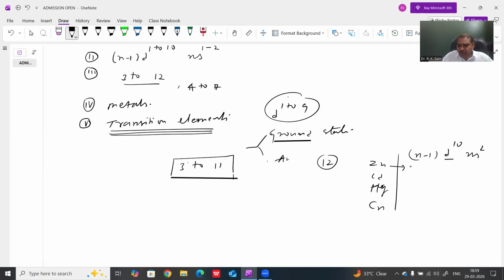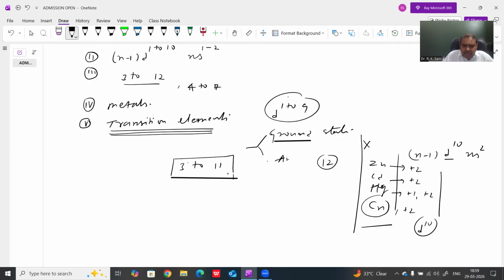For example, zinc only shows +2, cadmium only shows +2, mercury shows +1 as well as +2, and copernicium is a man-made element, therefore its oxidation state may be up to +2. Hence, in their highest oxidation state, d orbitals are also full, and hence these elements are not included as transition elements. Therefore, transition elements are present in group number 3 to group number 11.